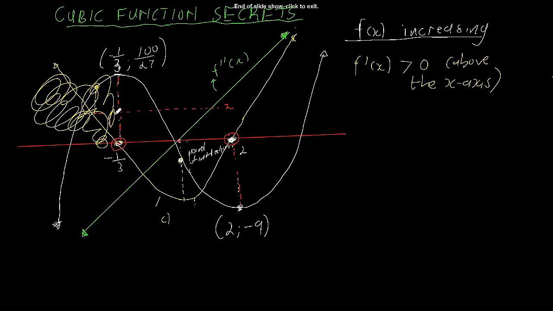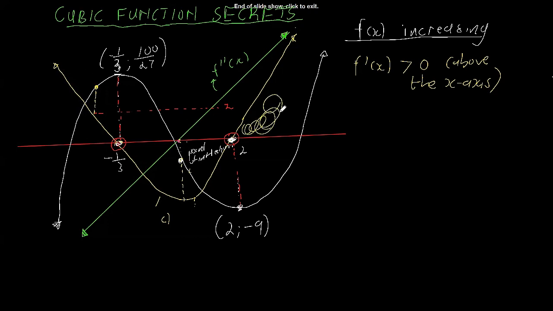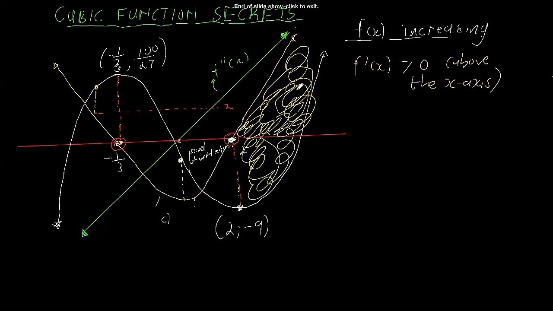So again, take a look at this point here. The parabola function is above the x-axis. Check what is happening. Your cubic function is actually increasing. Now you can say maybe that's a coincidence. Let's check here. Again, our f prime x is above the x-axis. Our parabola is above the x-axis. Just take a look at what is happening to the white graph. It is increasing, right?